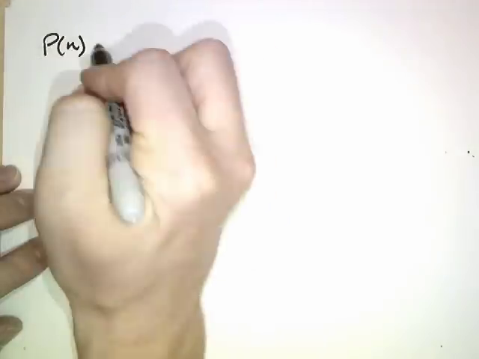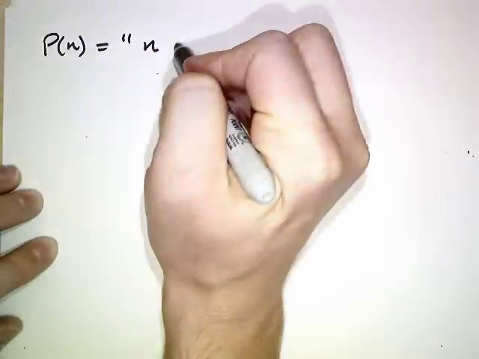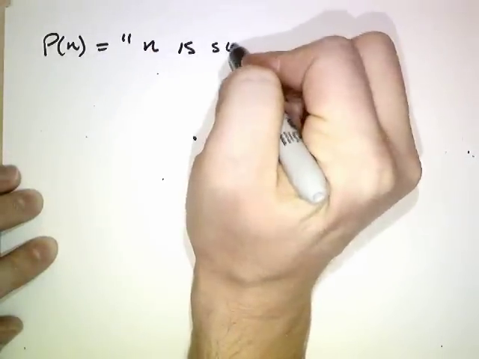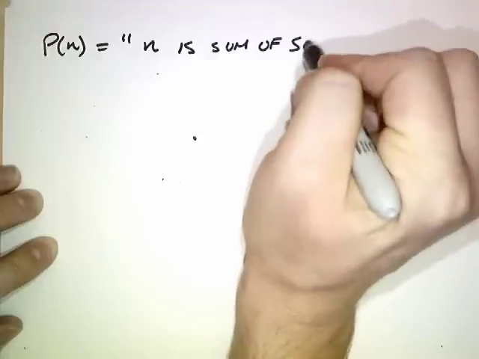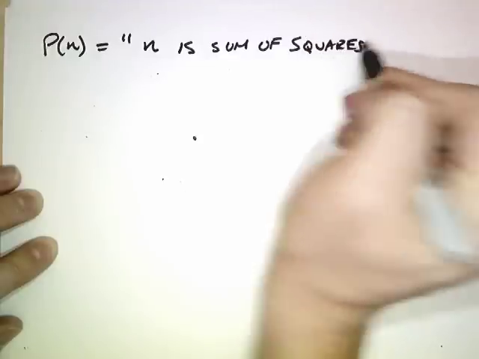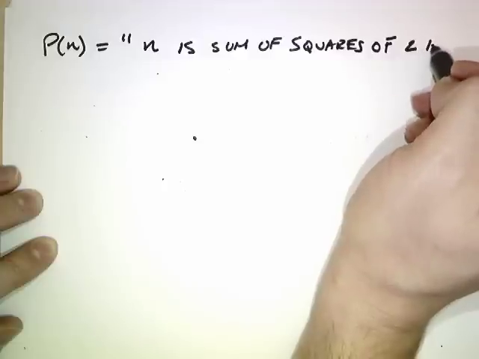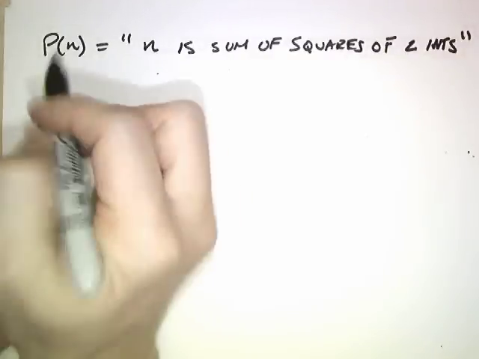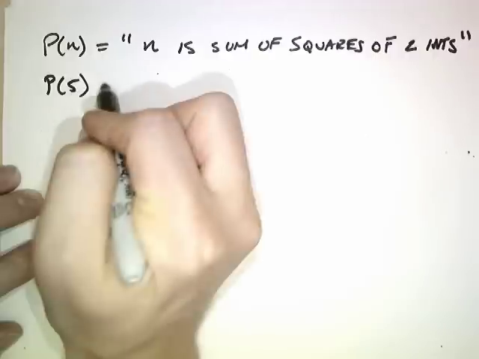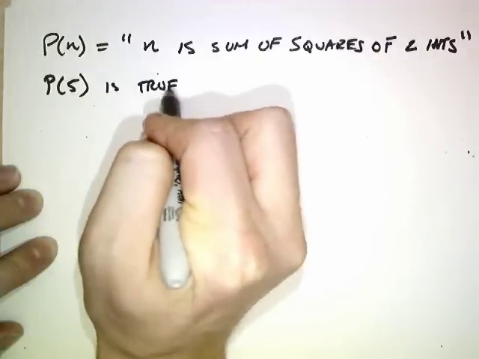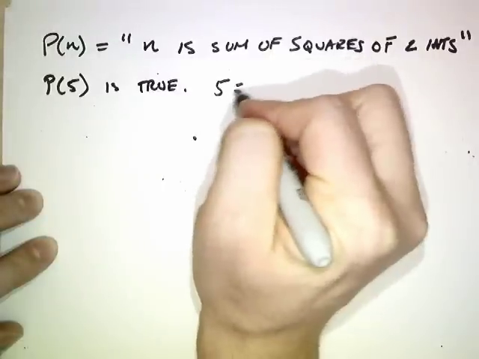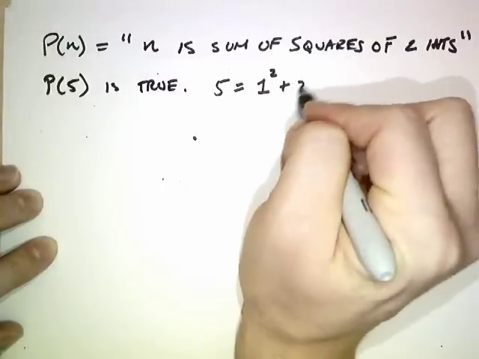Let's consider the following mathematical statement. Let P of n be the predicate that is, n is the sum of squares of two integers. For example, P of 5 is true. Why? Because 5 can be written as 1 squared plus 2 squared.